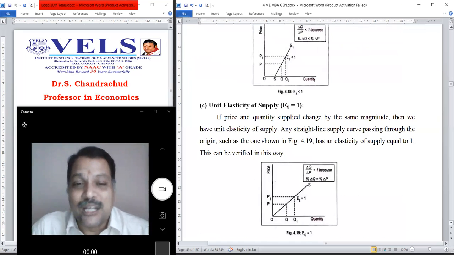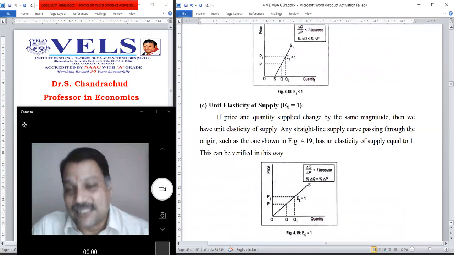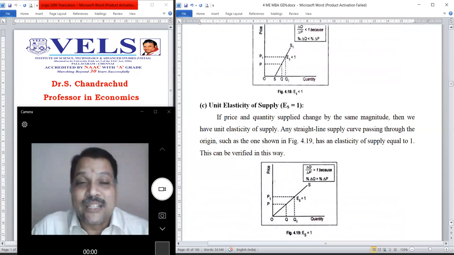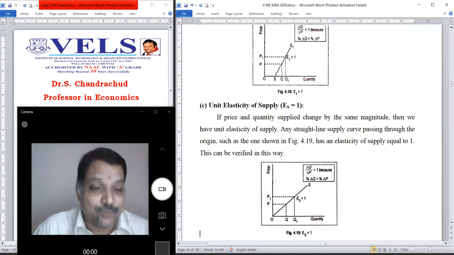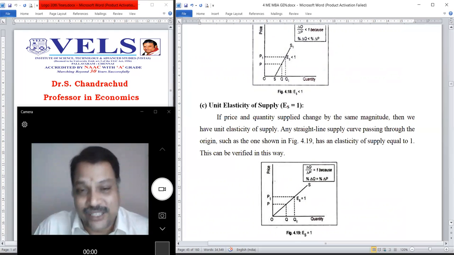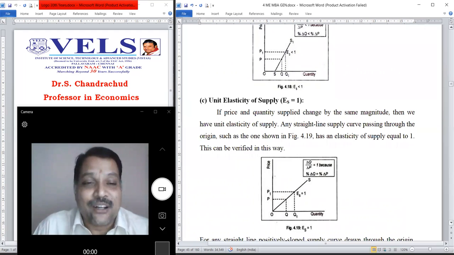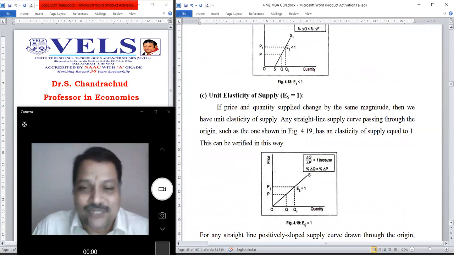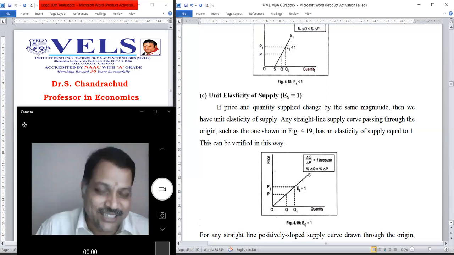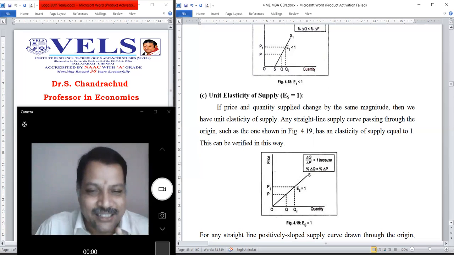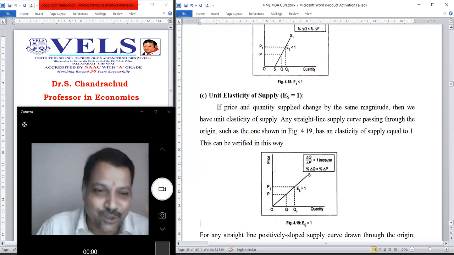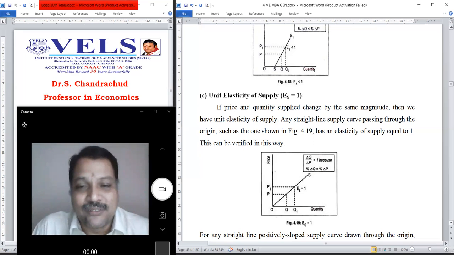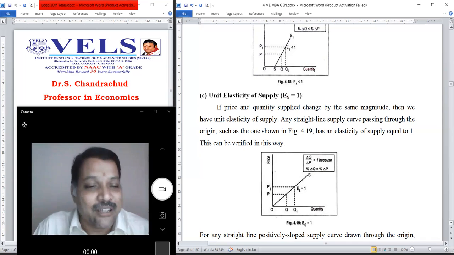Let us move to the third type. It is called unitary elasticity. If the price and quantity change by the same magnitude, that is, the percentage change in price and the percentage change in supply are of the same quantum, then the elasticity is said to be unity. Any straight line supply curve that passes through the origin, as you can see in figure 4.19, is a 45-degree line that shows the elasticity of supply is equal to 1. This can be verified in different ways.